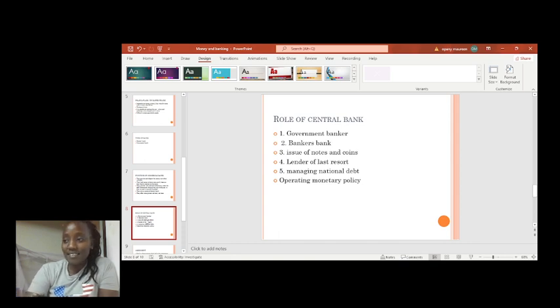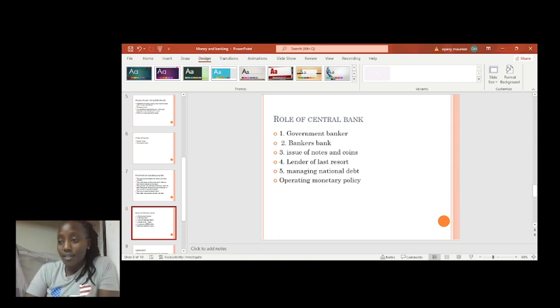It's government banker. It's also bankers' bank. They also issue notes and coins. They lend. They manage the national debt. They also operate monetary policy.